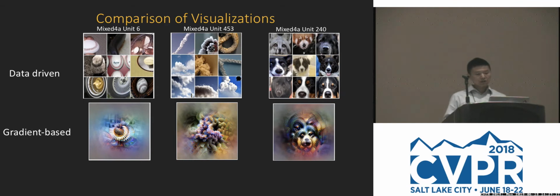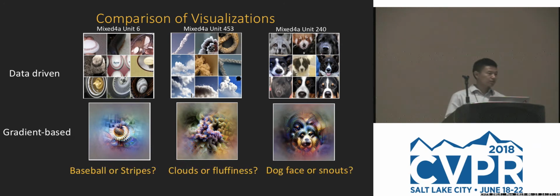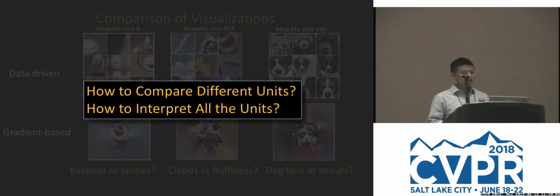So the question becomes, how can we better interpret each unit? For example, for the first unit, you may say the interpretation is a baseball, or it may just capture a stripes pattern. For the second unit, it may capture the clouds, or it may capture fluffiness. For the third unit, it's detecting the dog face, or maybe it's selective to snouts. So it's hard to come up with an interpretation. Right now, the issue is how can we compare different units? Also, how can we interpret all the units?